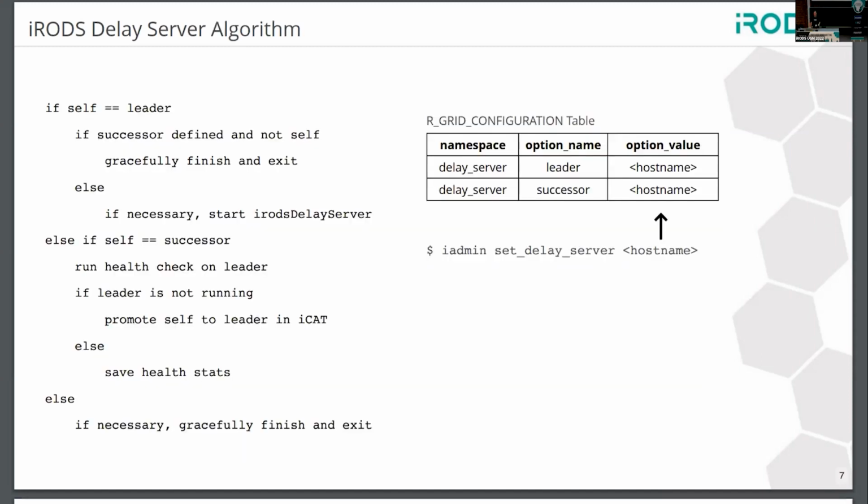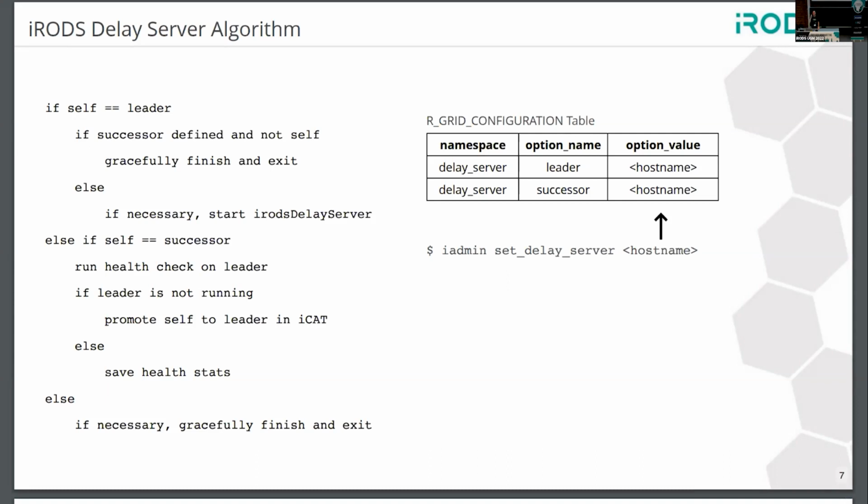This is the algorithm in pseudocode. This is what I handed to Kory before he made it real. It's brilliant, right? So on the left, if I am the leader, remember every server is running the same algorithm. If I'm the leader, my job is to decide whether I should continue to be the leader. So if a successor is defined and it's not me, my job is to finish my in-memory set.